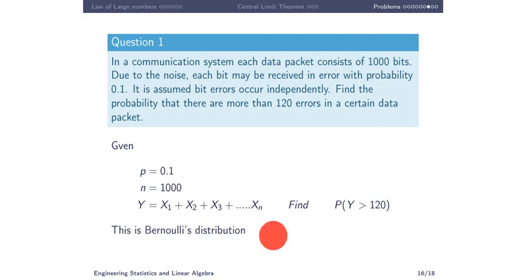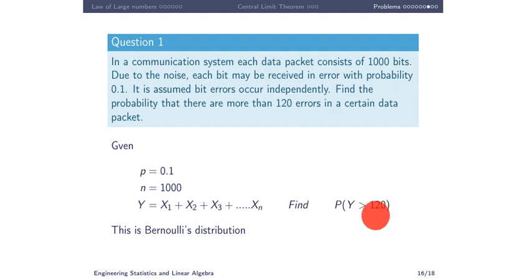But such experiments are repeated, 1000 bits are transmitted, so n will be 1000. So we have to find the total error, right? To find the total error means you have to add all the cases: x1 plus x2 plus x3 plus xn. Why are we adding? Because they are identical and independent. So this will be a summation of an IID process. And we have to find the probability that there are more than 120 errors. So probability of y greater than 120.